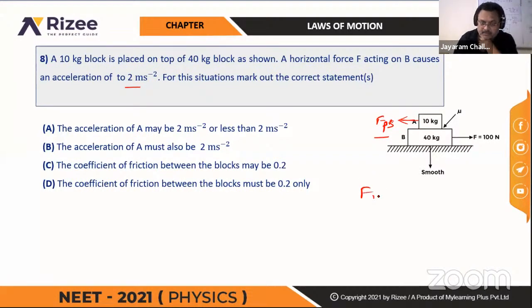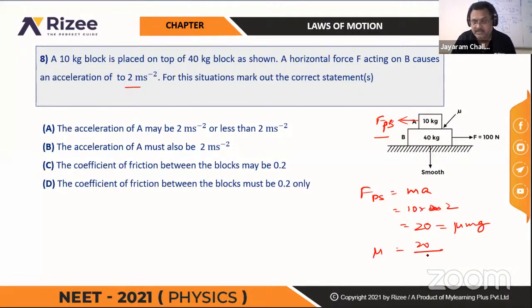So that means pseudo force is equal to m into acceleration. Mass is 10 kg into acceleration of the system, which is 2 meter per second squared. So it is going to be experiencing 20 newtons. If this value is equal to mu mg, then we can get mu equal to 20 by mass, which is 10 kg, that is 10 into 10, which is 1 by 5, in the sense 0.2. So this can be the value of the coefficient of friction.